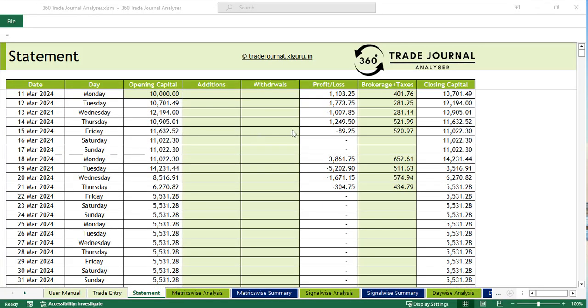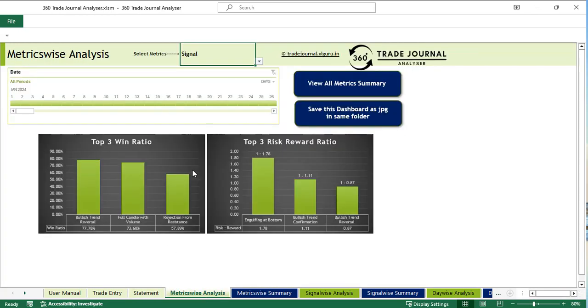So now we have 100 trades as well as a few days of data. So we will start analyzing the data with the dashboards. And the first one is Metric wise analysis. What it does is it gives you your best winning ratio, the top three, and the best risk reward ratio, the best three, by various metrics, right?